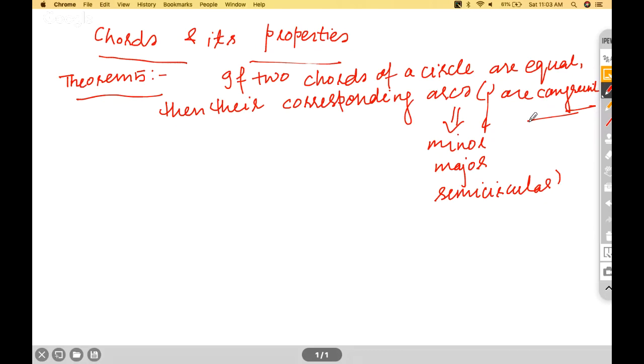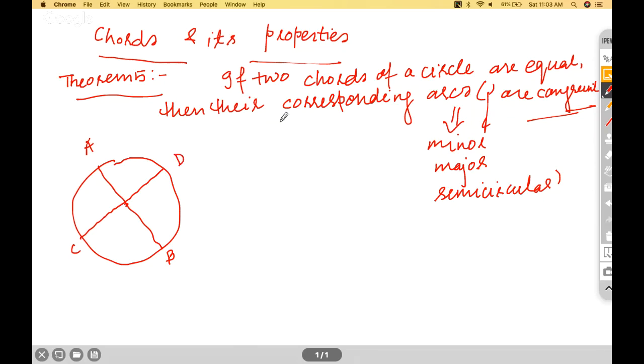So, try to understand. I've been given that if 2 chords of a circle are equal, then the corresponding arcs are congruent. So for the chords, first of all I'm taking diameters, and suppose this is center O. This is A, this is B, this is C, this is D. I have been given that AB is equal to CD. I have to prove that arc AB is equal to arc CD.